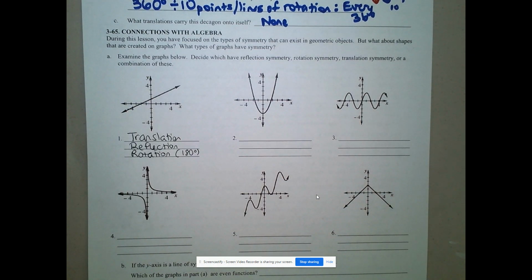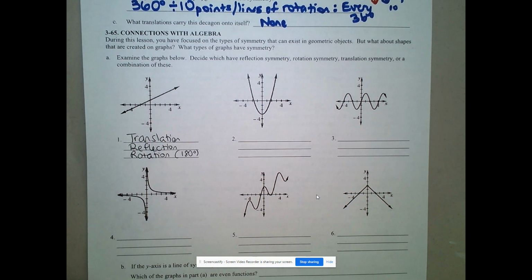The next one has fewer options. It definitely doesn't have rotational symmetry. I can't turn this U shape any other way until I get all the way back to 360 degrees and have it look the same. And at 360 degrees, we do not consider that to be a rotational symmetry. It has to be less than 360 degrees. So that's a no to rotation.